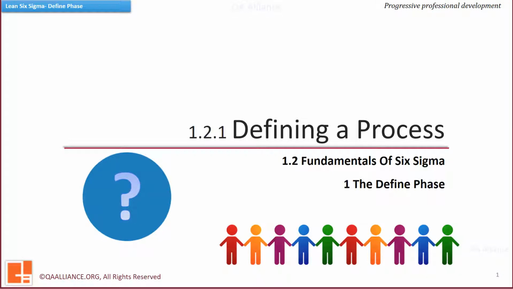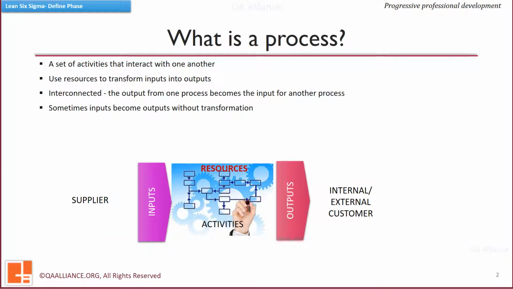Welcome back. So far we saw some basics of Six Sigma and Lean. Now, let us go into the details of various tools and techniques that are used in a Lean Six Sigma project. In this lesson, we'll understand how processes are defined and what are the tools which can be made use of. What do you think a process is?